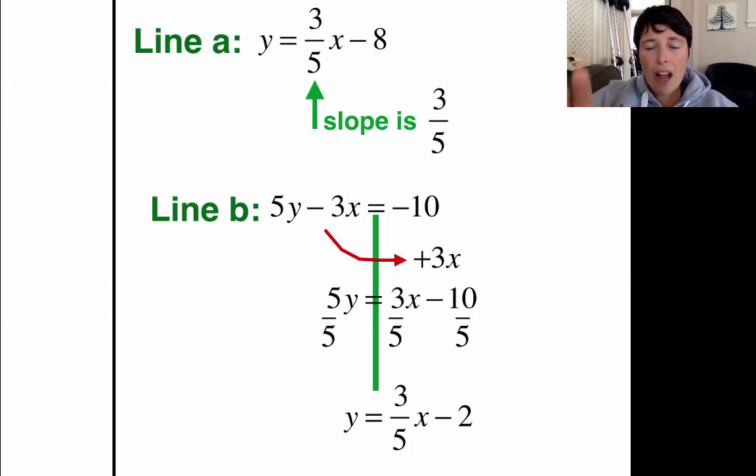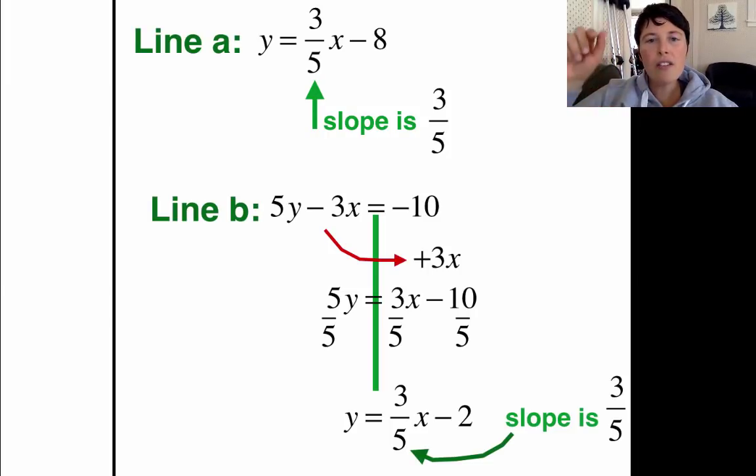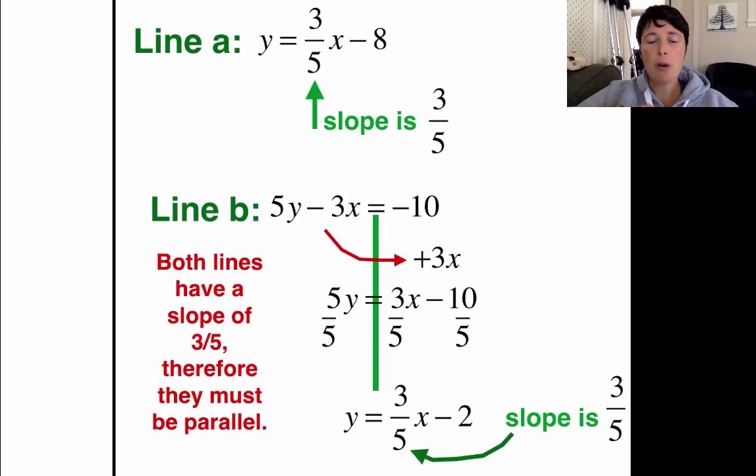Now I could go graph this, but what do I know? I know the slope of this line B is 3/5. So I already know the slopes of line A and line B and that they're matching. They're both 3/5 and 3/5. So yes, I could go graph this, but I don't have to. I already know these are parallel lines. Both lines have a slope of 3/5, therefore they must be parallel. I'm going to write that down.